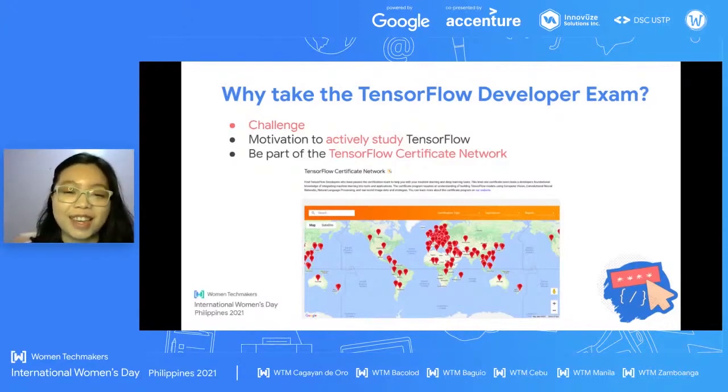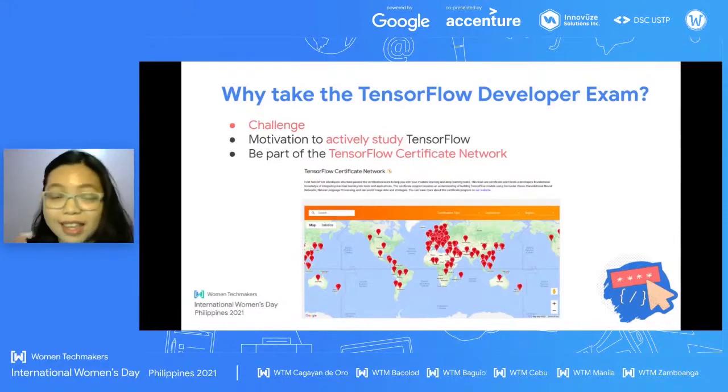I love that kind of thing. And it's also a motivation to actively study TensorFlow. Just to share, I actually made this 4-month self-study in AI, and I picked this TensorFlow Developer Exam as one of my checkpoints in studying. And I said actively study because, of course, you can do it passively. So I chose it to study actively.